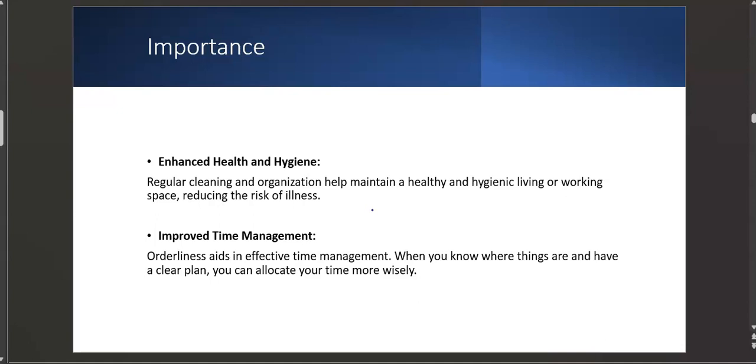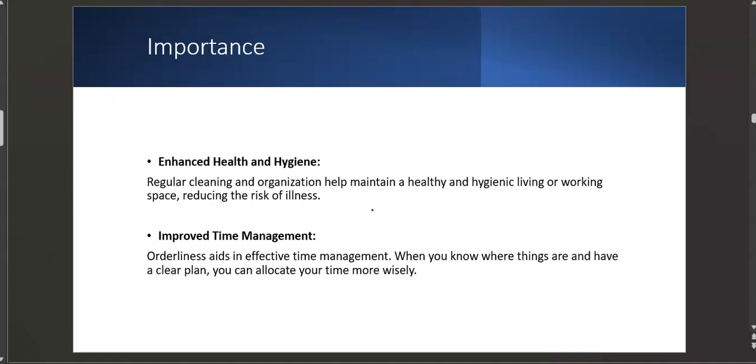Because when I talked about labeling containers, where you know where salt is, and so on, when you mix this thing up, or you don't even know what you're using, or you just eat anything and you don't know what you're eating, this may cause illnesses. And even places or organizations that are not clean, they are unhygienic, they put us at risk of getting some illnesses. Another importance of orderliness is improved time management.